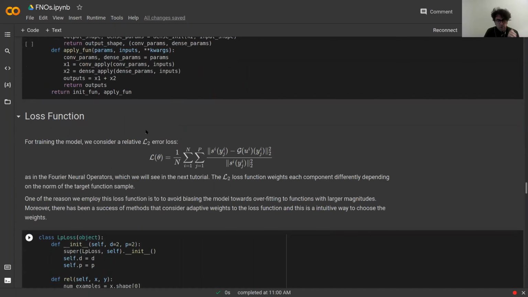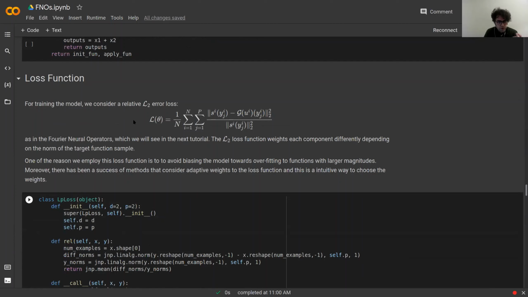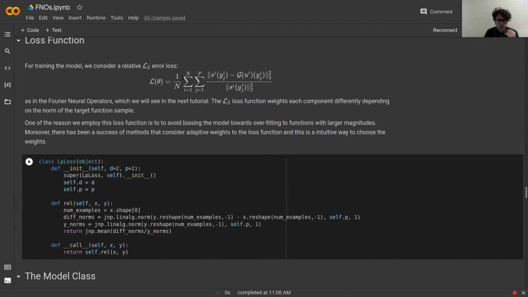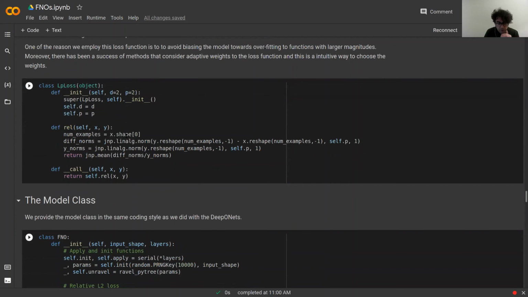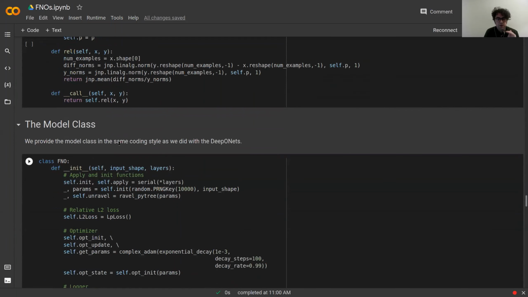Next, let's talk about the loss function. The loss function is the same as it was before, right? In the Fourier neural operators paper, they're using this loss function, which we call the relative L2 error loss, which is essentially, as we said before, a structured way to put weights in each loss function component. That's pretty much the idea, to avoid overfitting at specific frequencies, something like that. Okay, and this is how we define it, right? As we did before. And now we go to the large model class.